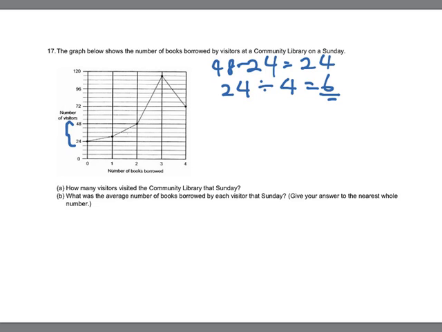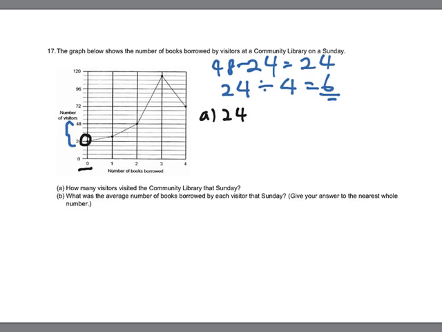Let's do part A over here. Not much space, that's why. Alright, let's find out. Okay, for the number of books borrowed, which is 0, how many people are there? How many visitors are there? 24. Right? Over here, 24.